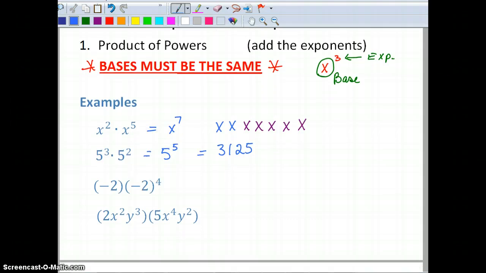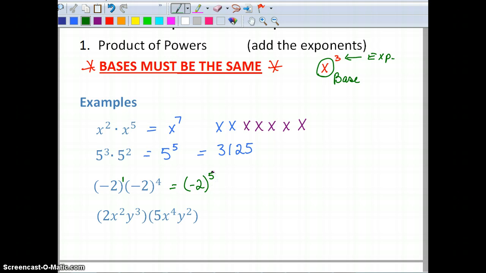Now let's take a look at this next one. I have negative 2 times negative 2 to the 4th power. Okay, now this first one has an exponent. I just don't see it. Remember, math people don't like to write that exponent of 1 because it doesn't change anything. So when I add my exponents, I have negative 2 to the 1st and I have negative 2 to the 4th. So that's the same thing as negative 2 to the 5th power.